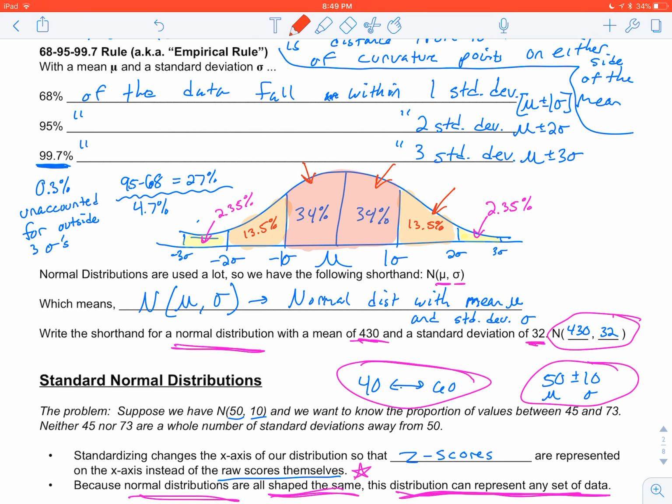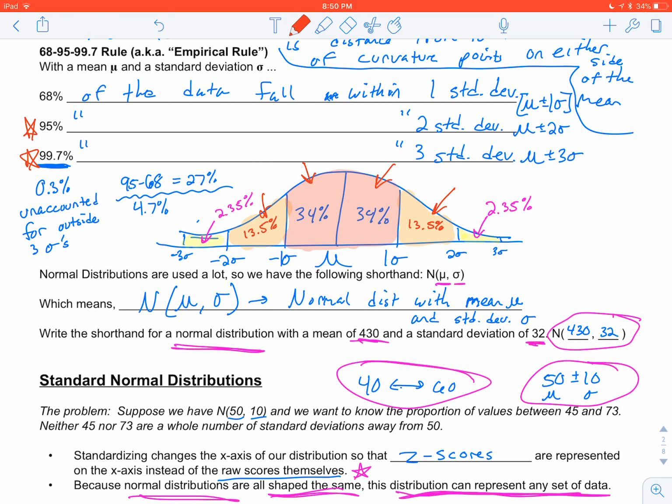The next two sections within 2 standard deviations of the mean comes from this second statement. 95% of the data falls within 2 standard deviations of the mean. So from 1 standard deviation to 2 standard deviations, we jump up 27%. Now 95% of the data lies within this 2 standard deviation range. Where I got 13.5% from is that we have 27% extra in that orange section. 27% divided over 2 areas, cut it in half, is 13.5%.